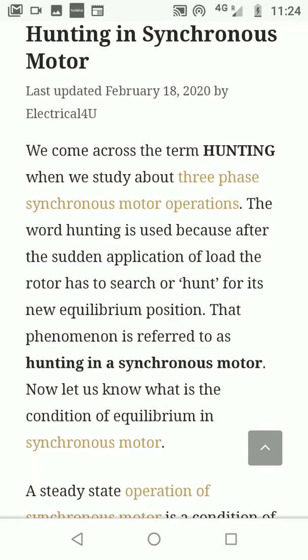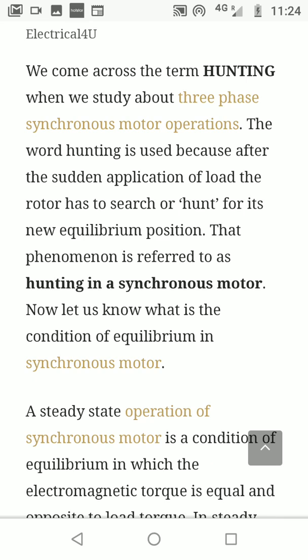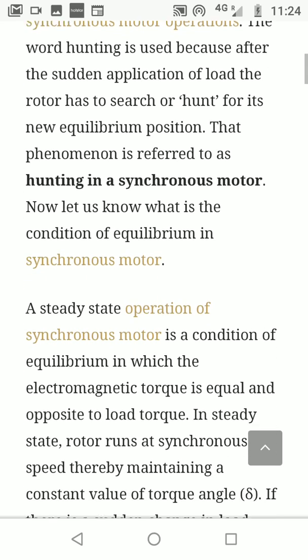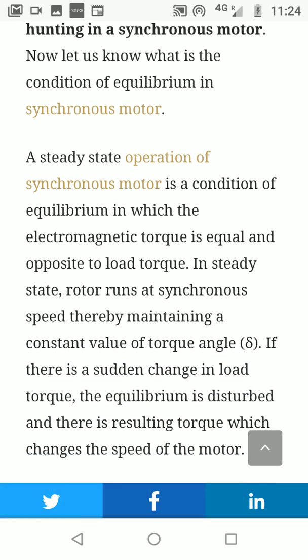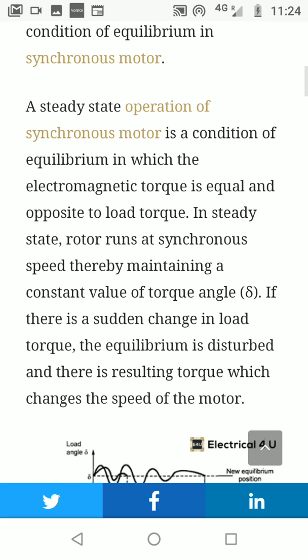Hello students. So today we are going to learn about hunting. Hunting is a phenomenon in synchronous motor. This word hunting comes because after the sudden application of load, suppose the load is applied suddenly, the rotor searches or hunts for its new equilibrium position, and this phenomenon is known as hunting in synchronous motor.